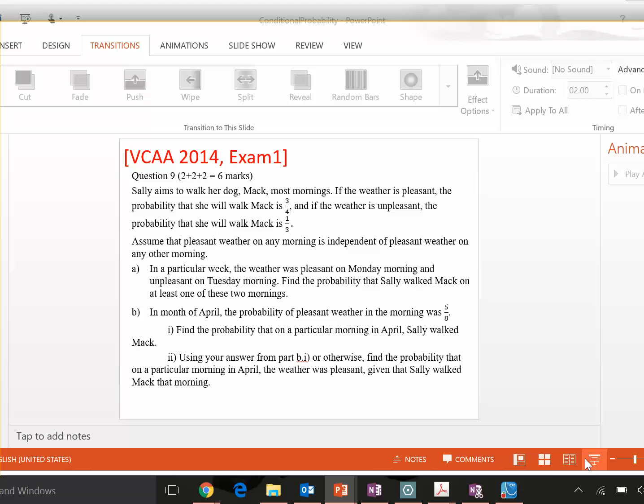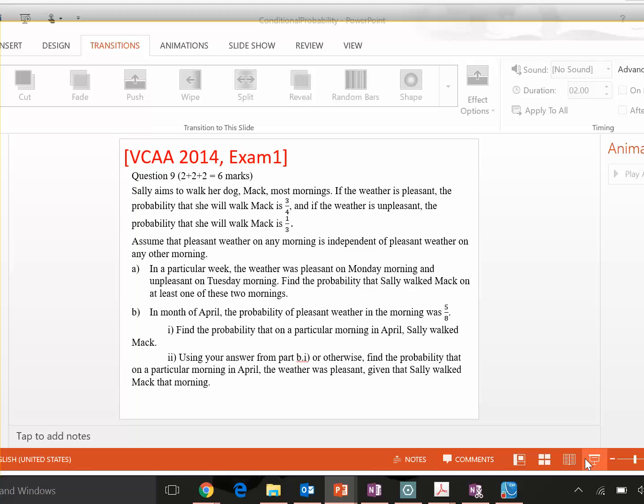I think about 40% of them got it correct. So it went from 50 to 40 to 30, and I think it's a very easy question. 6 marks, question 9, using year 10 and 11 mathematics. It's not hard, okay? So let's have a look. I want you to have a look at this question.